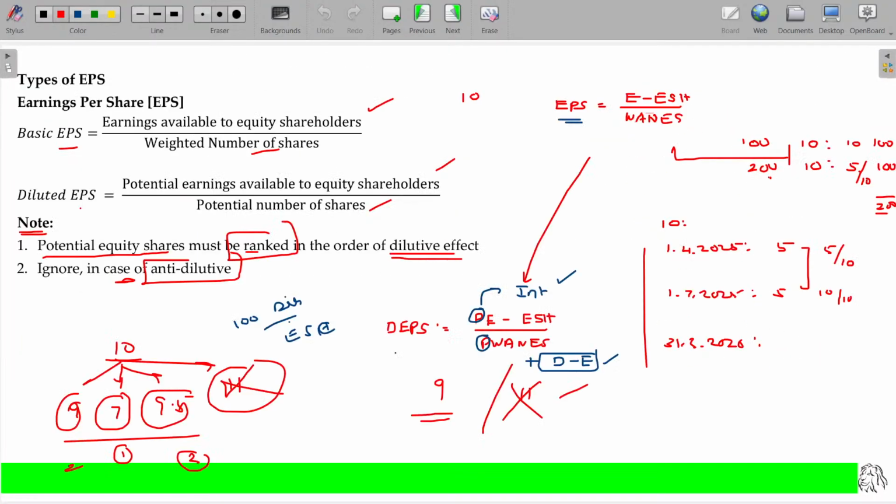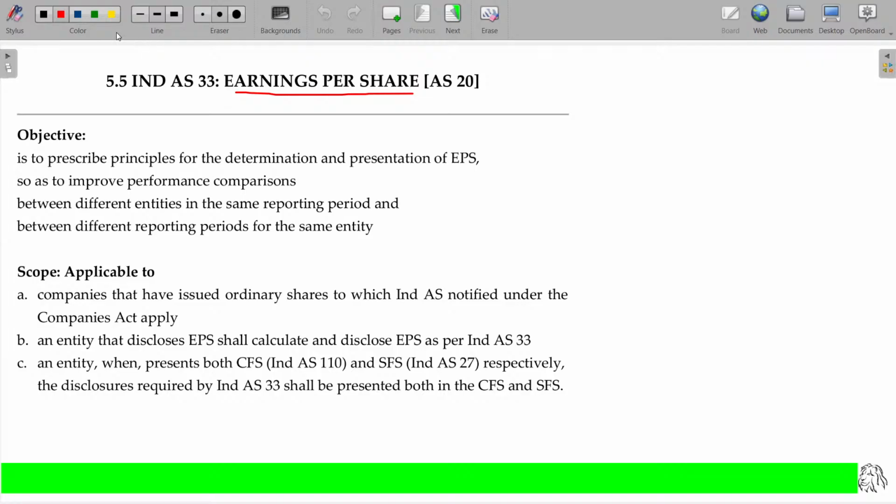Let's see the theoretical aspect here. The main objective of this Ind AS 33 is to prescribe principles for determination and presentation of EPS so as to improve performance comparisons. That's the ultimate aim of EPS. This is applicable where the company has issued ordinary shares. If the entity has no ordinary shares, then EPS will not come here. And the entity that discloses EPS should calculate EPS as per Ind AS 33 only.